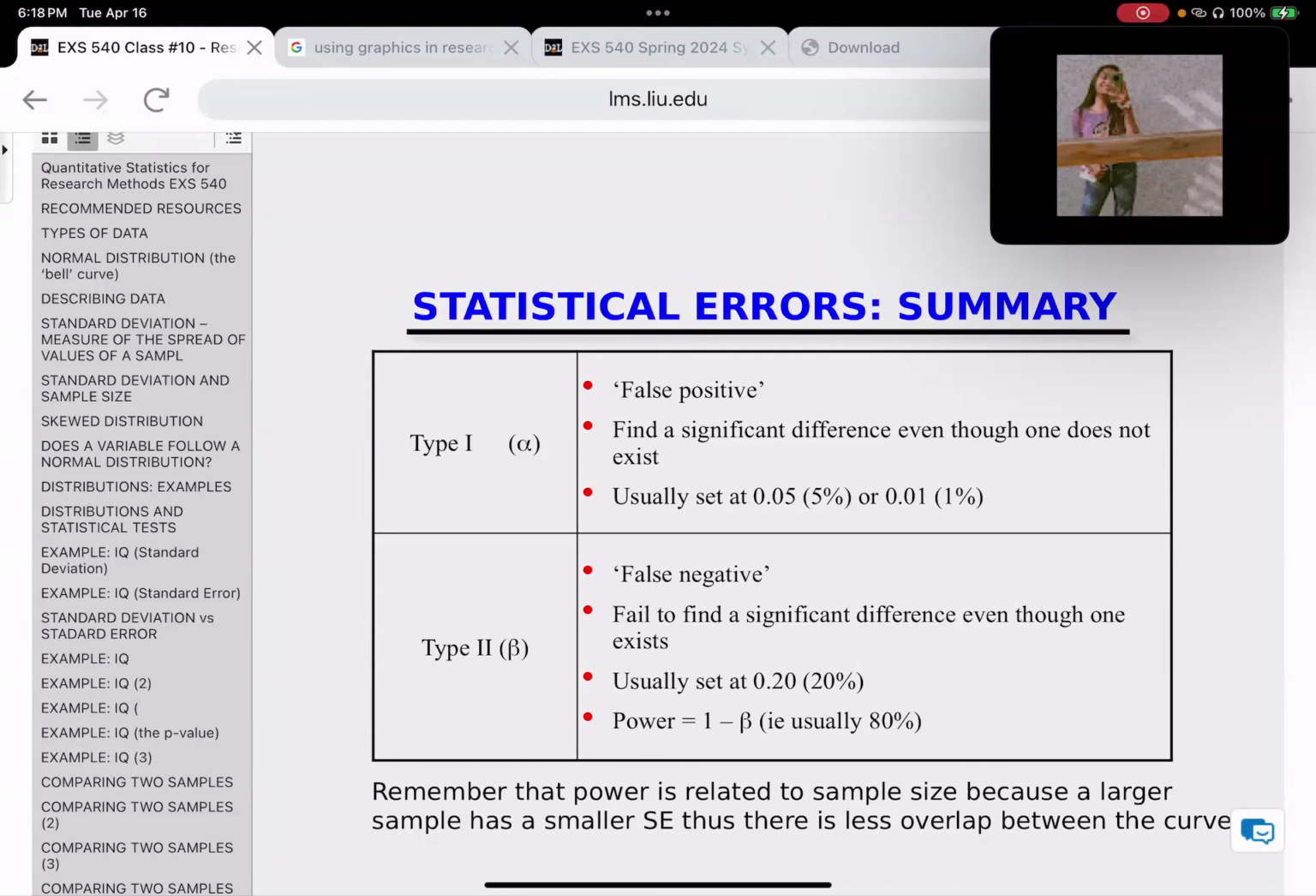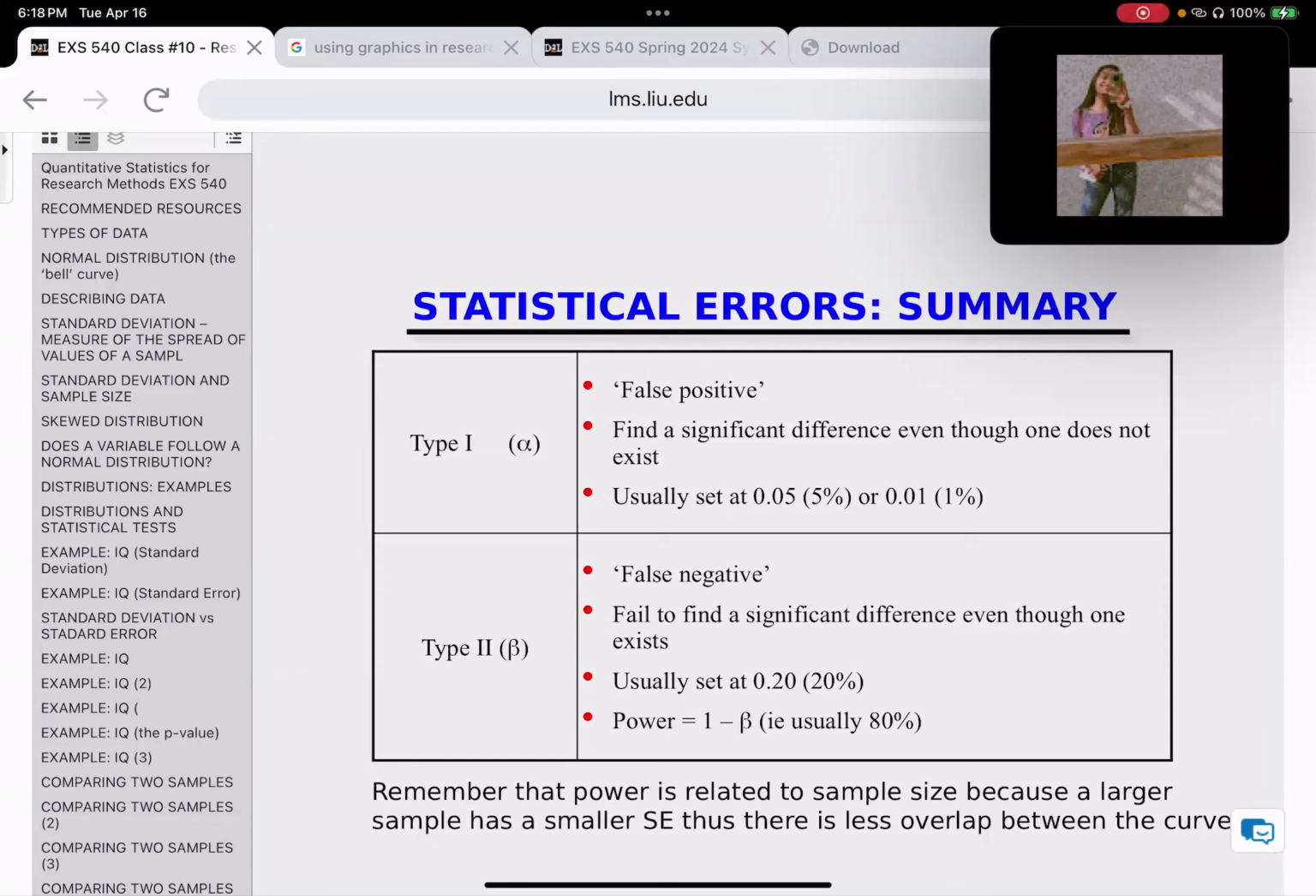The type 2 error, or the second statistical error, is called a false negative, which means that there is a significant difference in your data set, but you can't find it. Why? Well, there's a couple of reasons. One is maybe your groups are not equivalent. So you're not looking at apples to apples, you're comparing apples to oranges. So you may not find a significant difference, even though one does exist between your groups.